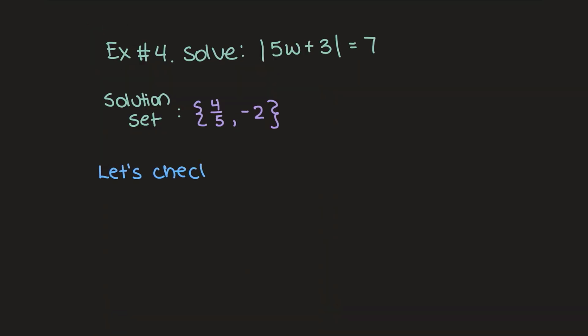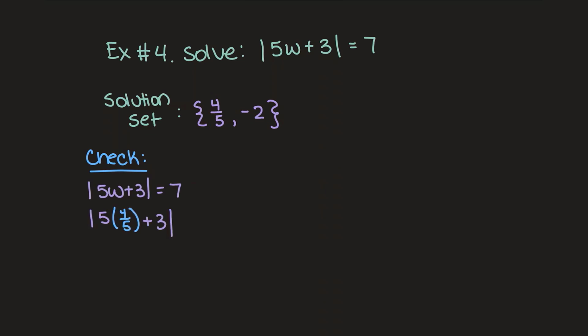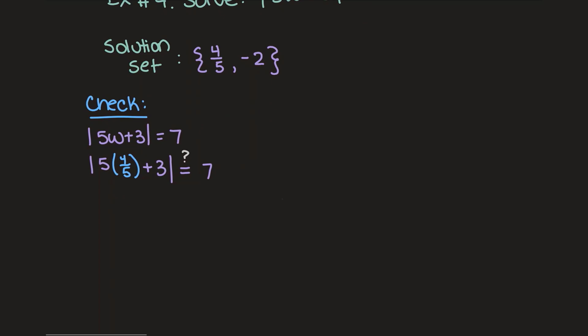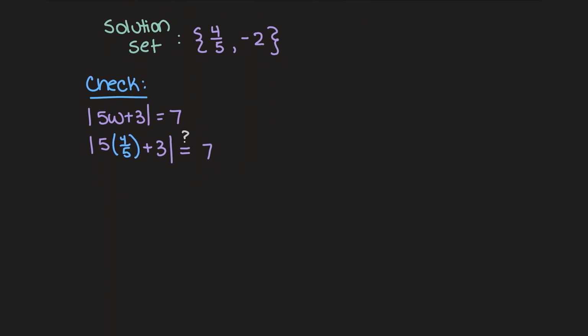So now let's check this. First, we'll substitute 4/5 for w into our equation and see if we get a true statement. We can simplify the inside of our absolute value and reduce the 5 over 5. We're left with the absolute value of 4 plus 3 on the left. Combine the 4 and the 3 and we have the absolute value of 7. Then taking the absolute value of 7, we have 7 equals 7, which is a true statement.